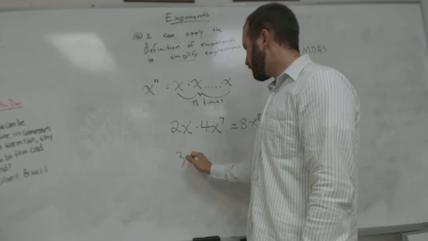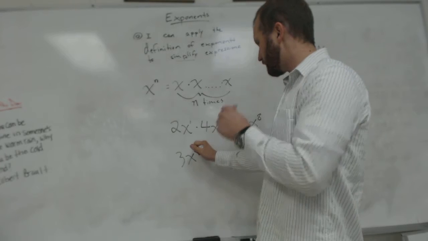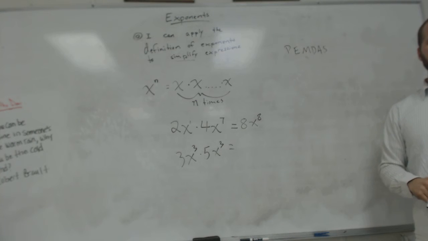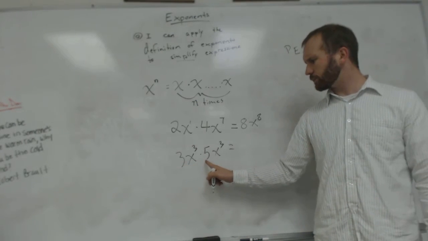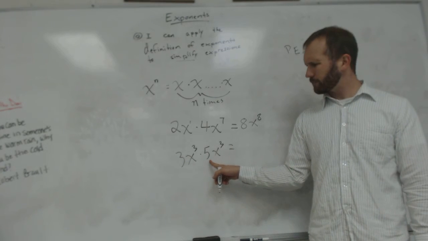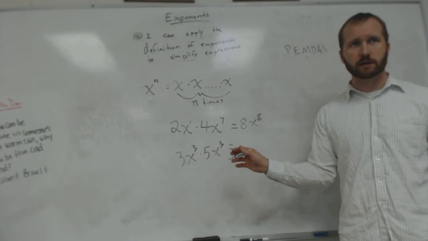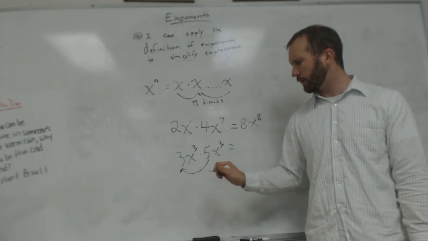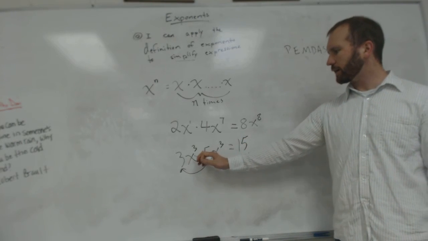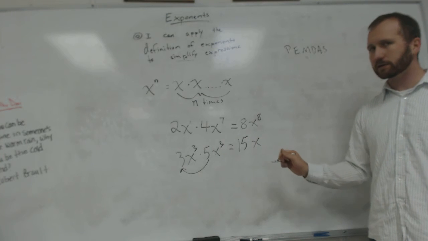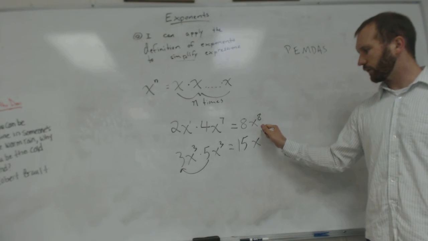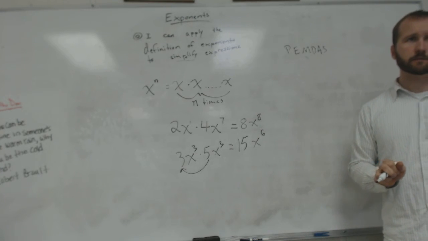So what if I have this? 3x times 5, actually 3x to the 3rd times 5x to the 3rd. What would that be? Are the coefficients part of the base? No, because they're not in parentheses. So I can just take those and separate them off. What is 3 times 5? 15. Now I have x to the third and x to the third, which becomes x to the 6. Yeah, very good, x to the sixth.